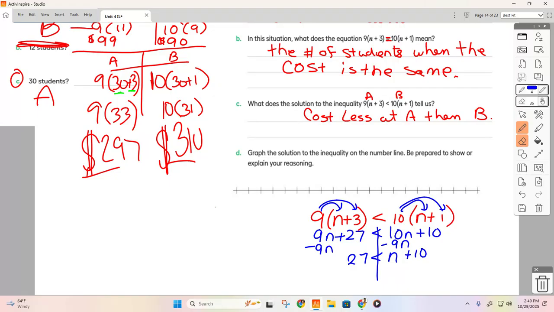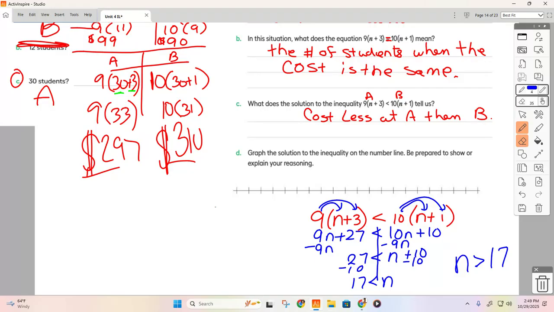Now what's happening to n? We have a positive 10. Let's subtract 10. So 17 is less than n. In order for it to make sense, I'm going to rewrite it with the variable at the left. It still means the same thing. So 17 less than n is the same thing as saying n is greater than 17.